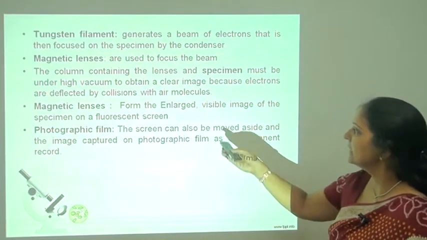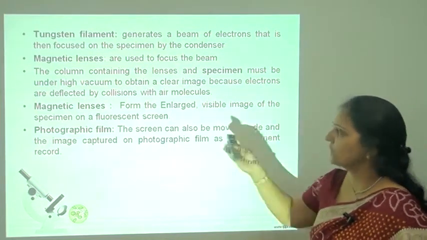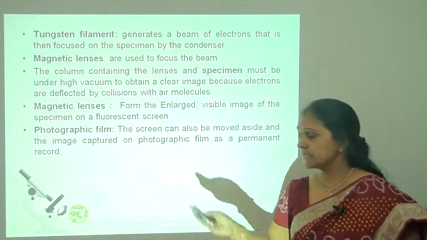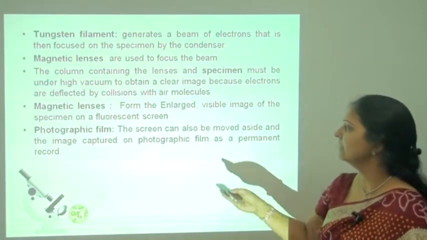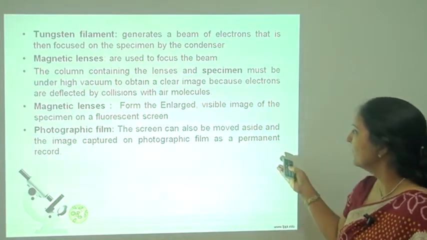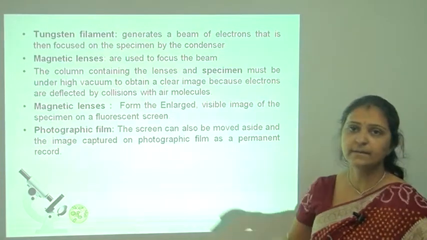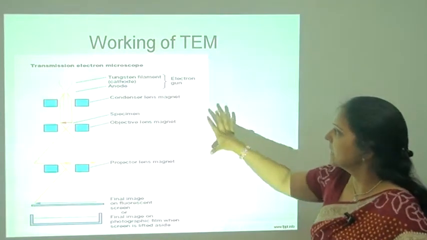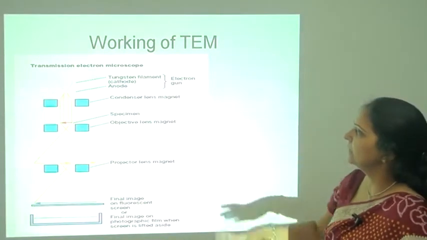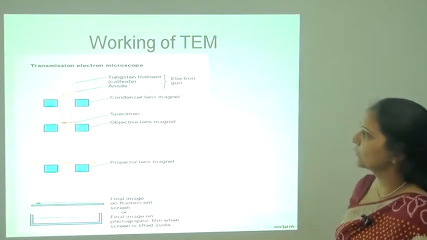Magnetic lenses form an enlarged visible image of the specimen on the fluorescent screen, or on photographic film. The screen can also be moved aside and the image captured on the photographic film as a permanent record. This is the basic structure and working of the transmission electron microscope.